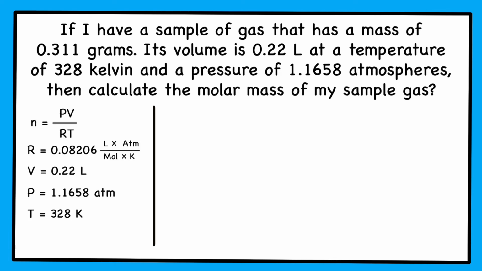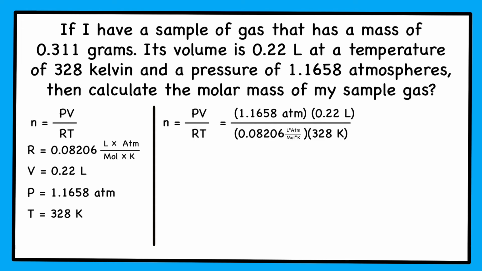This means I would solve the equation n equals PV over RT. We would plug in our given values of 1.1658 atmospheres times 0.22 liters divided by 0.08206 times 328 Kelvin. Once I did this, I would have 9.53 times 10 to the negative third moles of this gas.